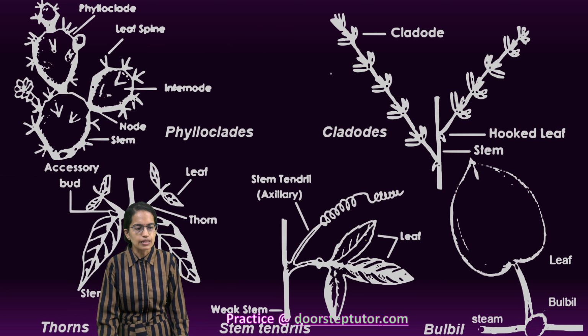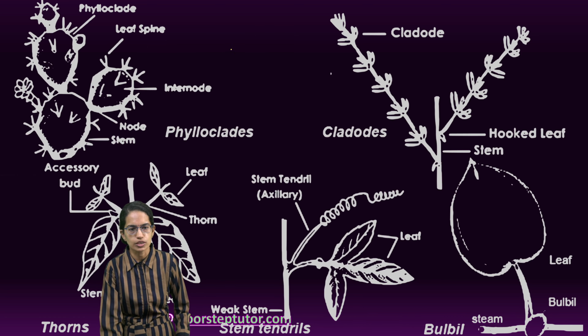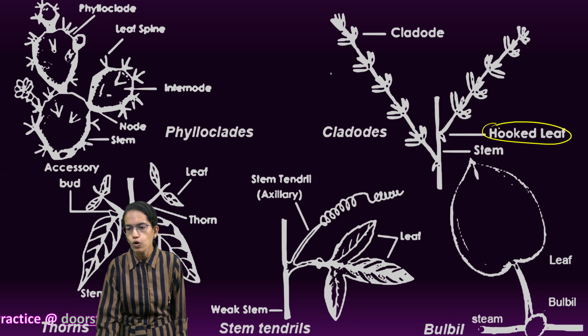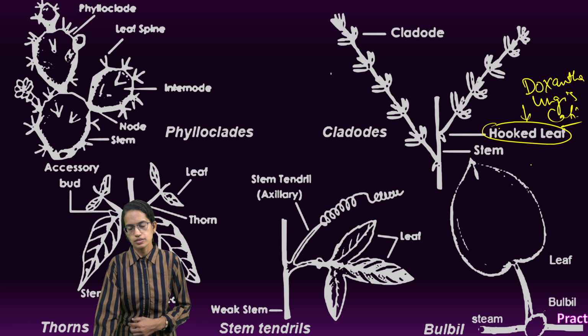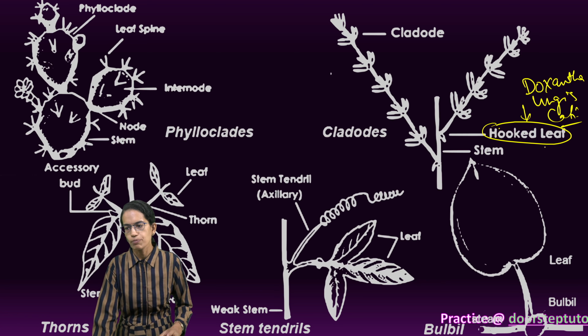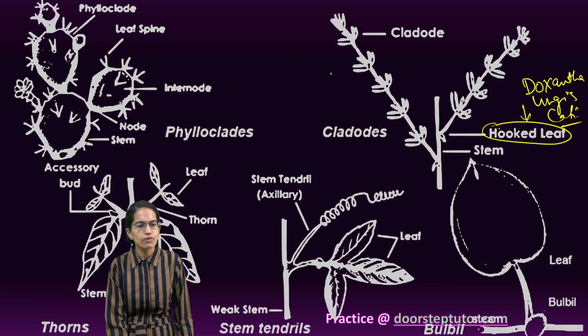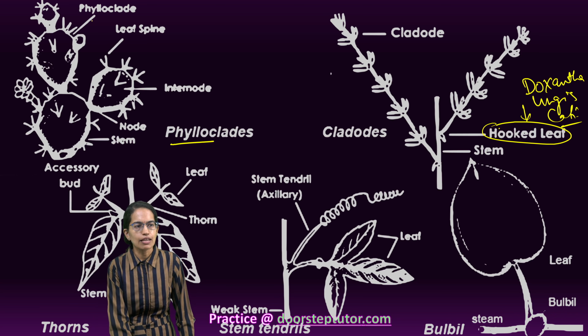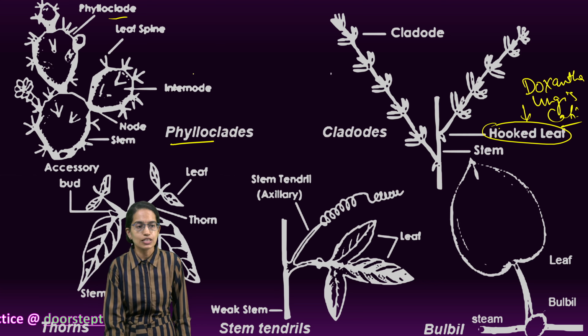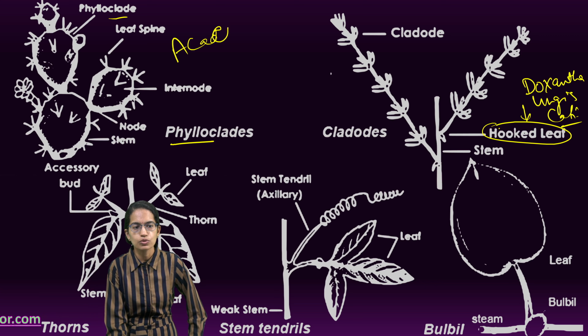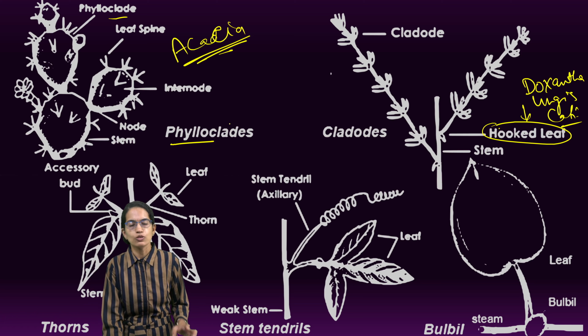Then sometimes leaf converts into hooks. So as you can see, here is a hooked leaf. Now hooked leaves are seen in Doxantha unguis-cati. So that is another important example of a hooked leaf. Then we have phyllodes. Now when I say phyllodes or phylloclades, those are seen again in the Acacia species. The idea is to reduce the transpiration and those are again seen in arid areas.